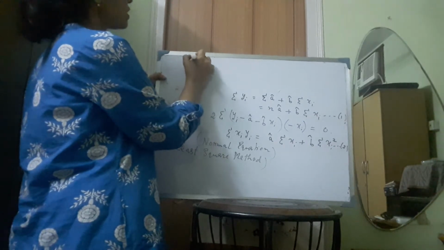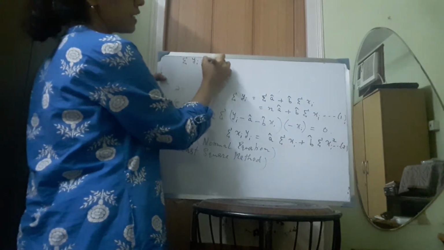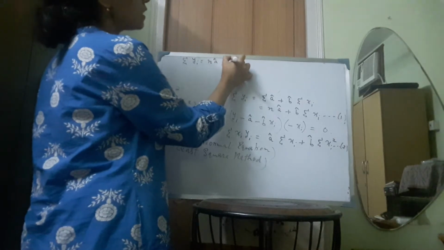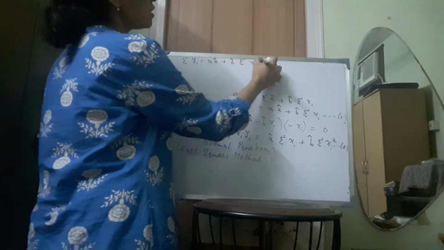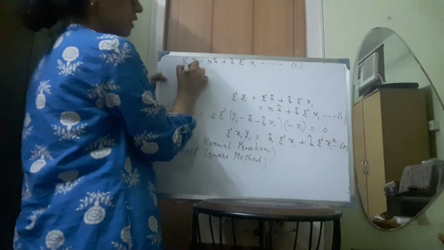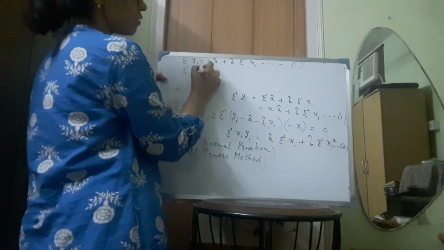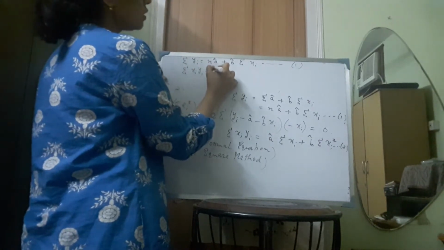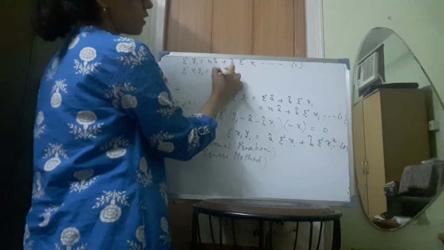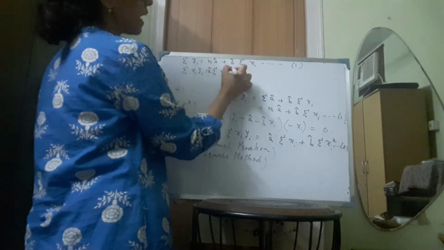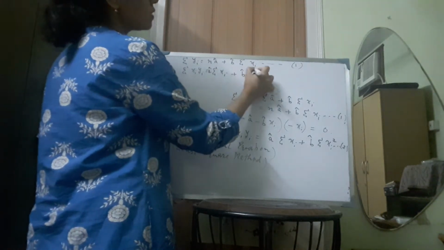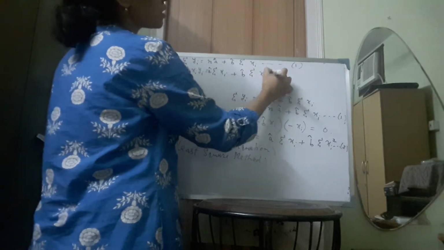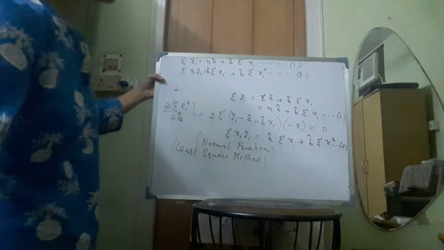So the normal equations are: summation of yi is equal to n a hat plus b hat summation xi. This is the first normal equation. The second normal equation is summation of xi yi is equal to summation of xi times a hat plus b hat summation of xi square. So this is equation 2.